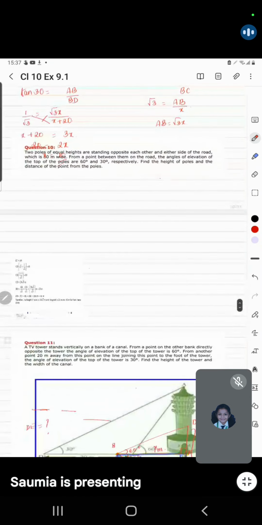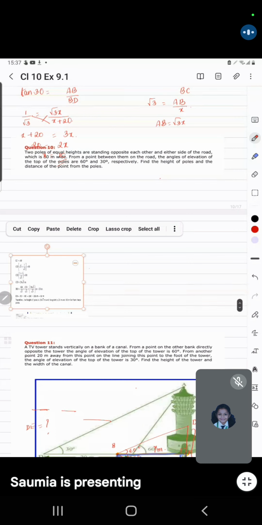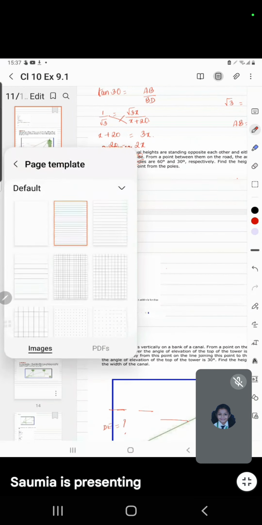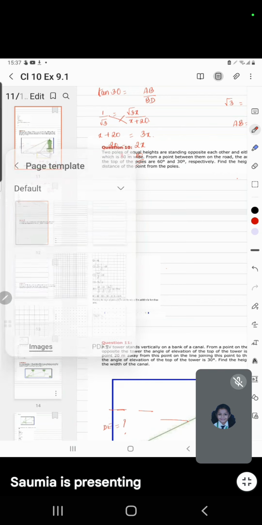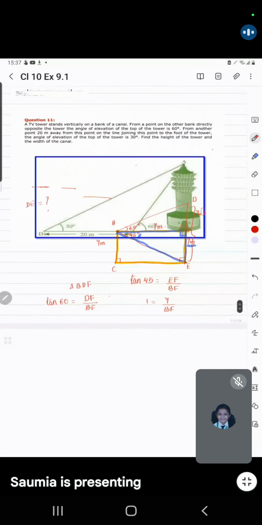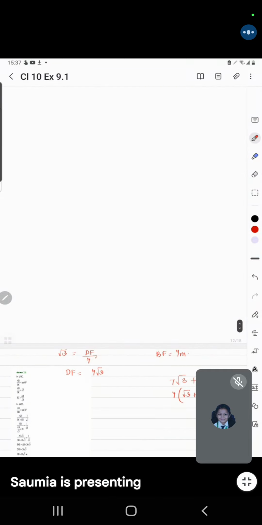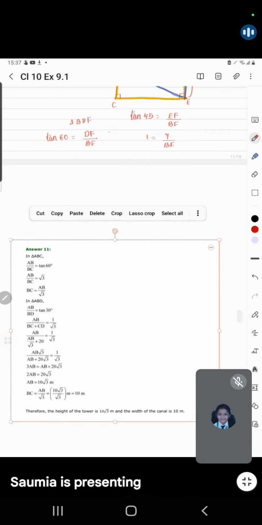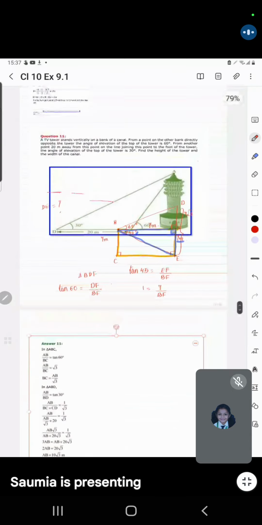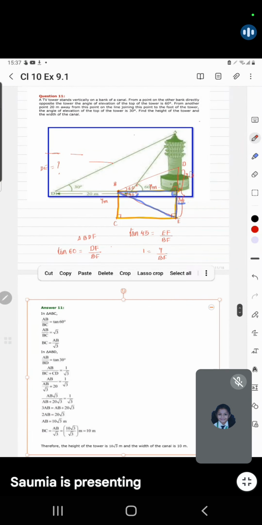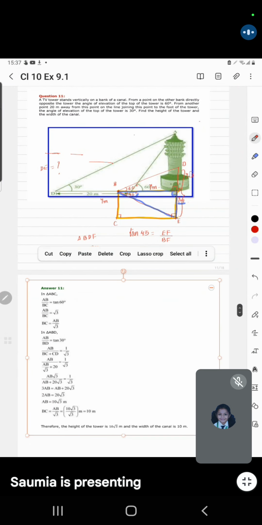Okay, the next question. Is there no figure? Figure's already there in the question. Always redraw the figure. Even if it's in the question, you should redraw. No need to draw the tower as such. You can just simply draw a segment.